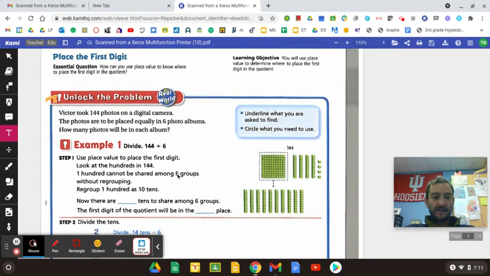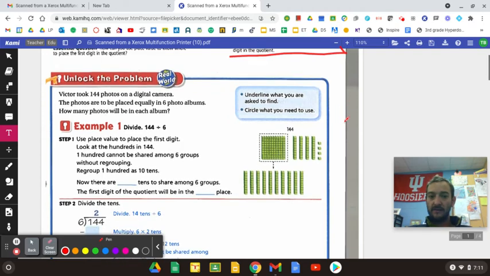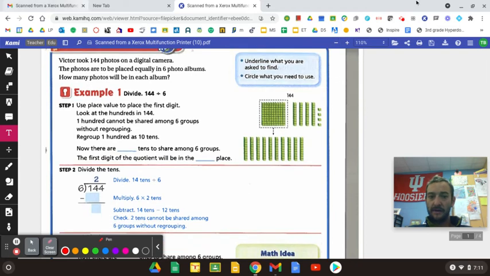So our objective today is up here. Our objective is we will use place value to determine where to place the first digit in the quotient. So remember, your quotient is the answer to a division problem. So we're going to be working on finding the answer. What this is kind of taking is the long division we've been doing in small groups and breaking it down a little farther and just learning more about it.